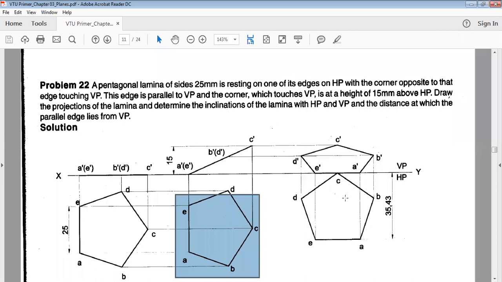For example, start from A always. A is resting on XY only. A dash is over B dash. Similarly, C dash, D dash, and connect them with a thick line. So it will be your final position with respect to front view.